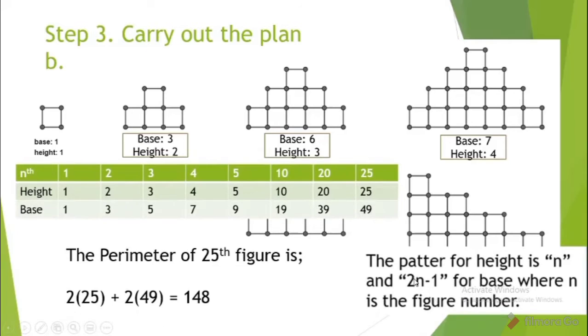So, solve na natin yung hinahanap na 25th figure. n is 25. To find the perimeter, we must double the length and width. So, 2 times 25, which is the height, plus 2 times 49, which is the base. So, the perimeter of the 25th figure is 148.